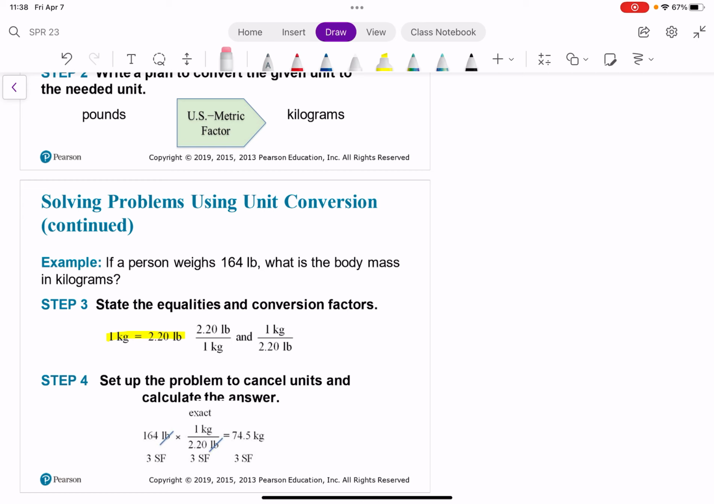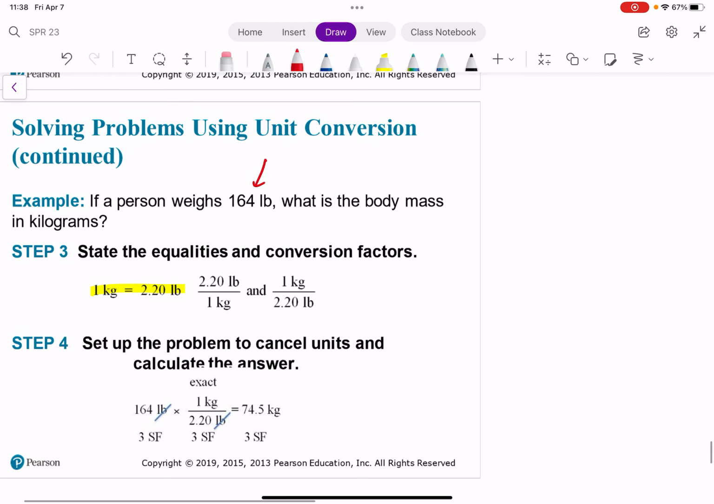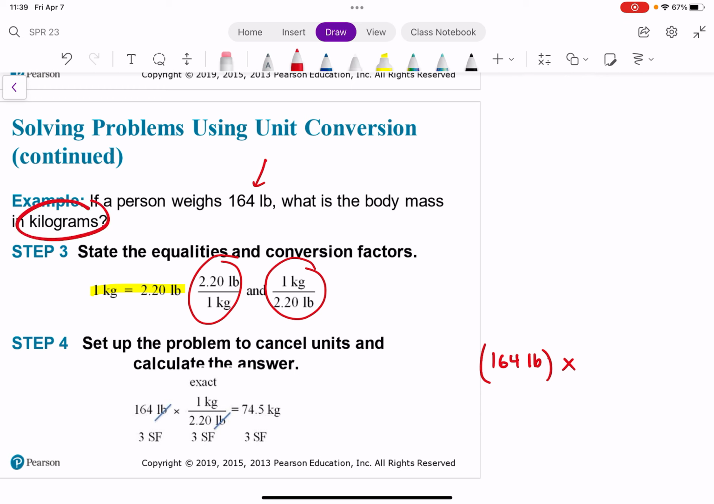Okay, so with these problems, I always start with what I'm given. So I'm given this number here, 164 pounds. So the way that I do this, there are two ways you could set this up. You could set it up like they've done here, where you have 164 pounds. Start with what you're given, right? And then you multiply by your conversion factor. But you need to choose which one, okay? Because we want our final answer to be in kilograms. We want to get rid of those pounds and we want to convert to kilograms. So we need to cancel things out.